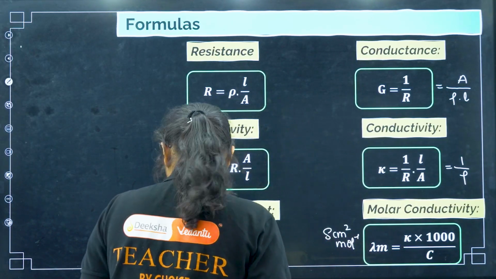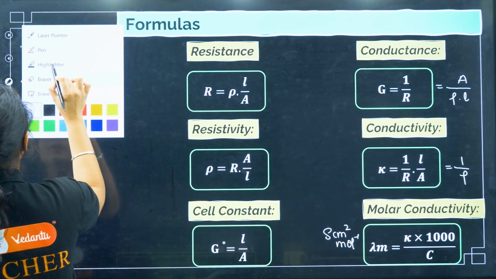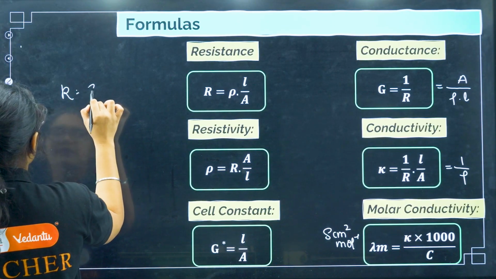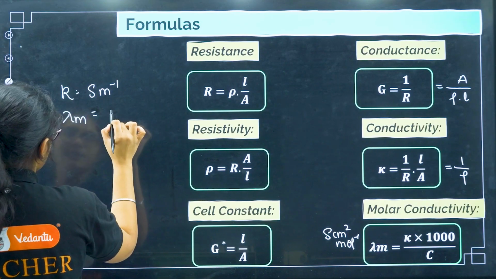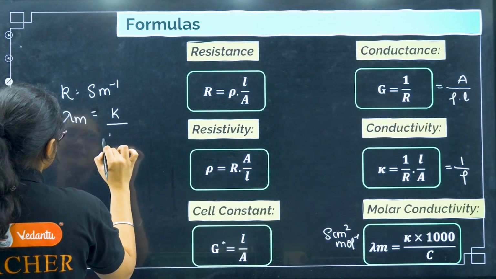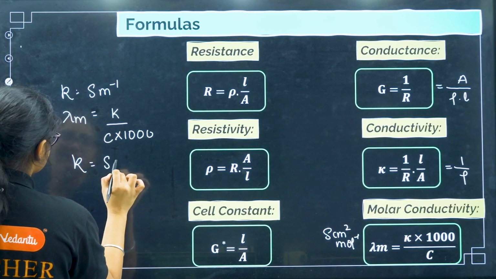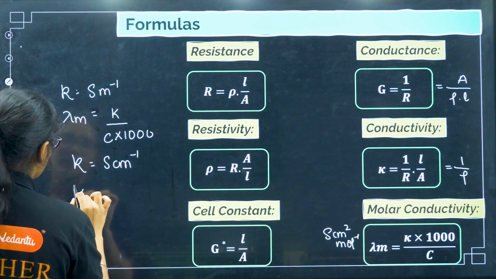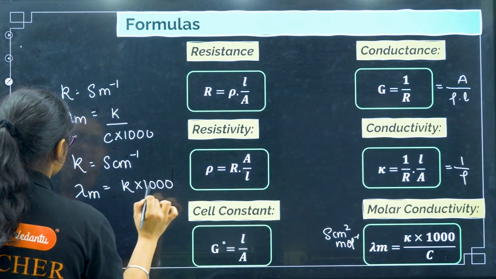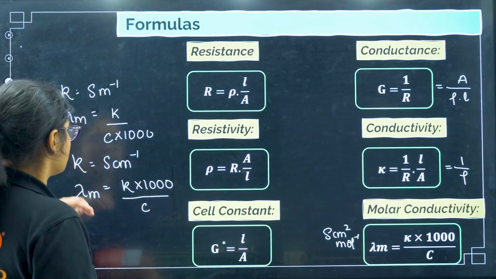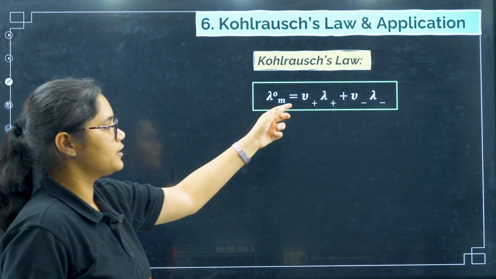Now here I want to tell you, if the kappa value is in S meter inverse, then lambda value will be kappa by C into 1000. If your kappa value is in S centimeter inverse, then lambda m value will be kappa into 1000 by C. Okay? Clear?